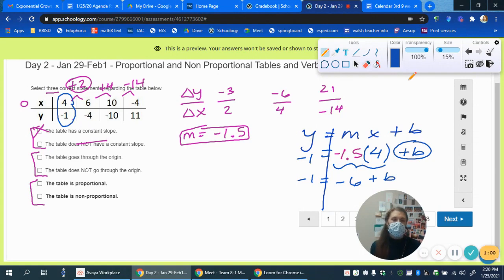So to finish this problem up, you're just going to get b by itself. And then you'll know whether or not it goes through the origin, which allows you to make that decision on whether or not the table is proportional.